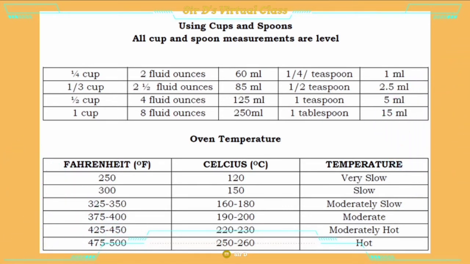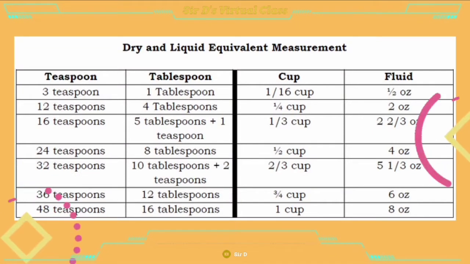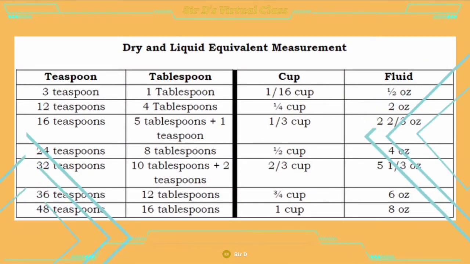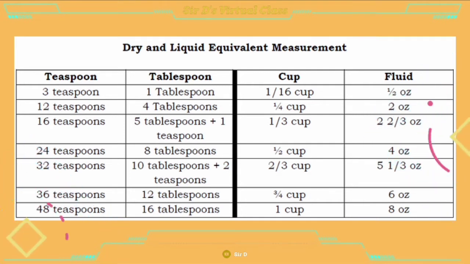Oven temperatures are also given. We have it in degrees Fahrenheit and degrees Celsius. Temperatures, qualitative equivalent are also included. Then we have the dry and liquid equivalent measurement. Teaspoon, tablespoon, cup, and fluid are part of our metric and English or US systems.